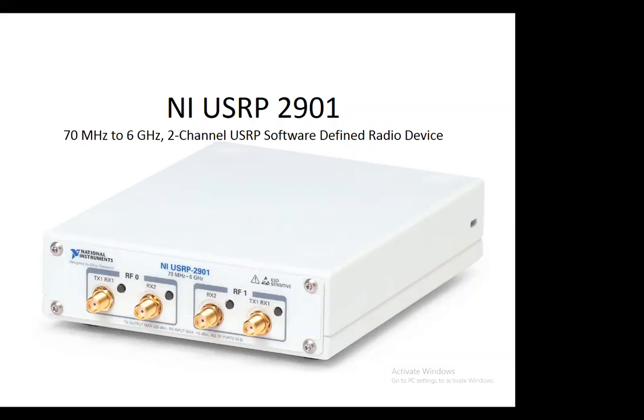Today's session is the continuation of yesterday, what we talked about regarding LabVIEW and the software defined radio, that is the USRP 2901 you have. The USRP 2901 is basically a transceiver, a transmitter as well as a receiver, with a range of 70 megahertz to 6 gigahertz. Along with that, it's a two-channel USRP. Basically, it has two transmitters along with two receivers.